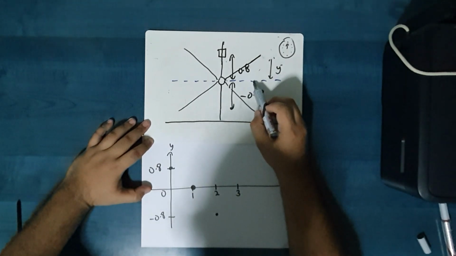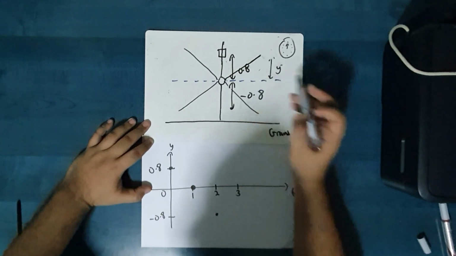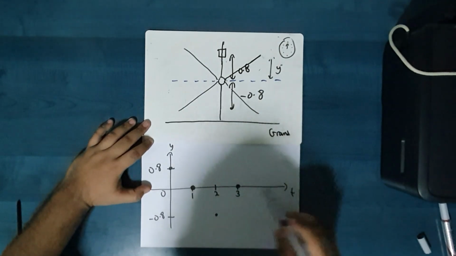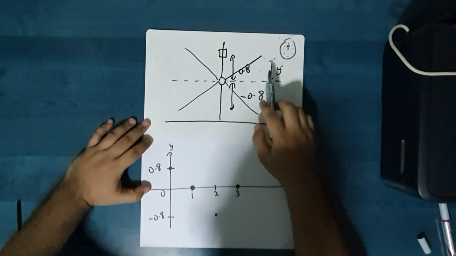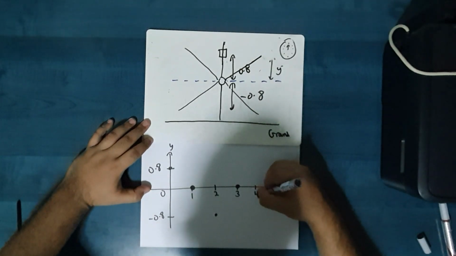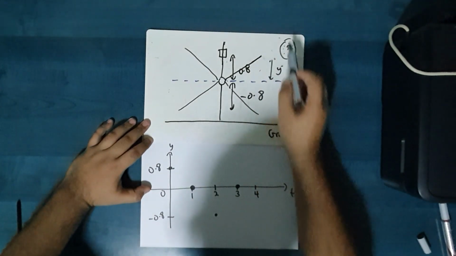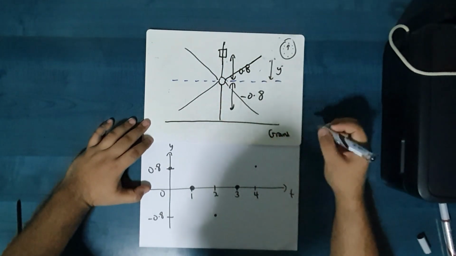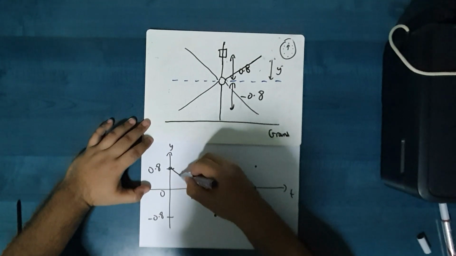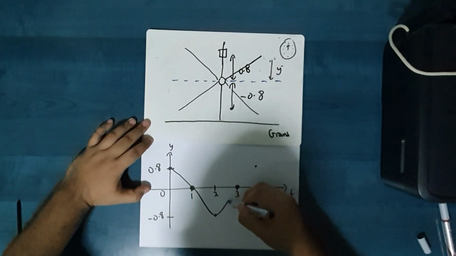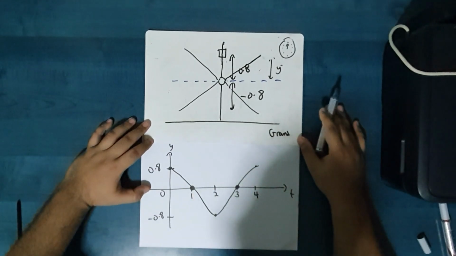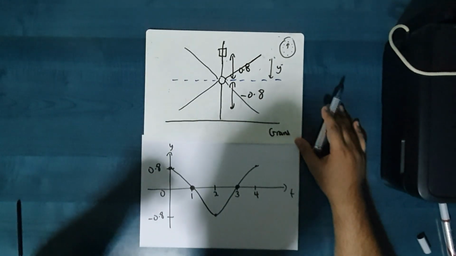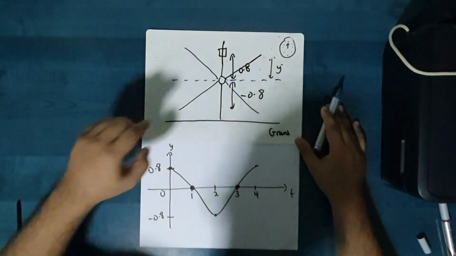And 1 second after that, when 3 seconds have passed, he goes here. So when he is here, his y is 0. So after 3 seconds, his y is 0. And 1 second after that, which means after 4 seconds, he returns back to where he started at 0.8. And if you were to join them, then you get a cosine curve. So sine curve and cosine curve are identical. It just depends on where you start.